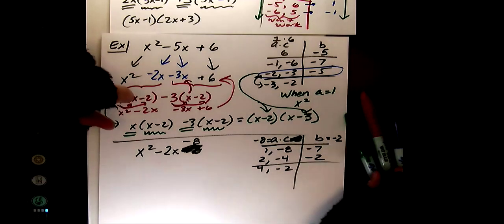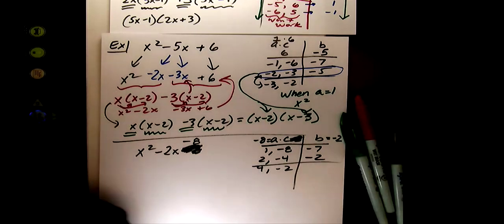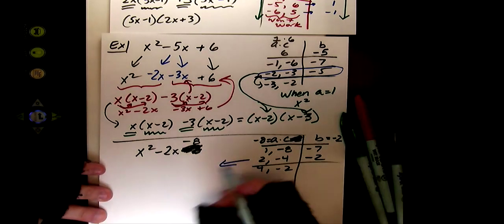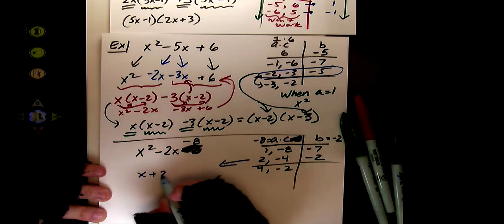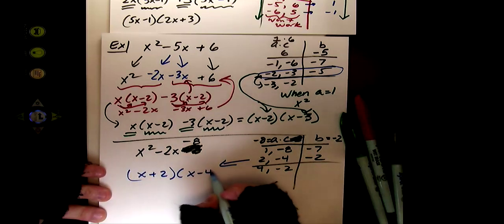Rather than doing that grouping, I'm just going to jump straight to putting these into parentheses. X plus 2 and x minus 4.